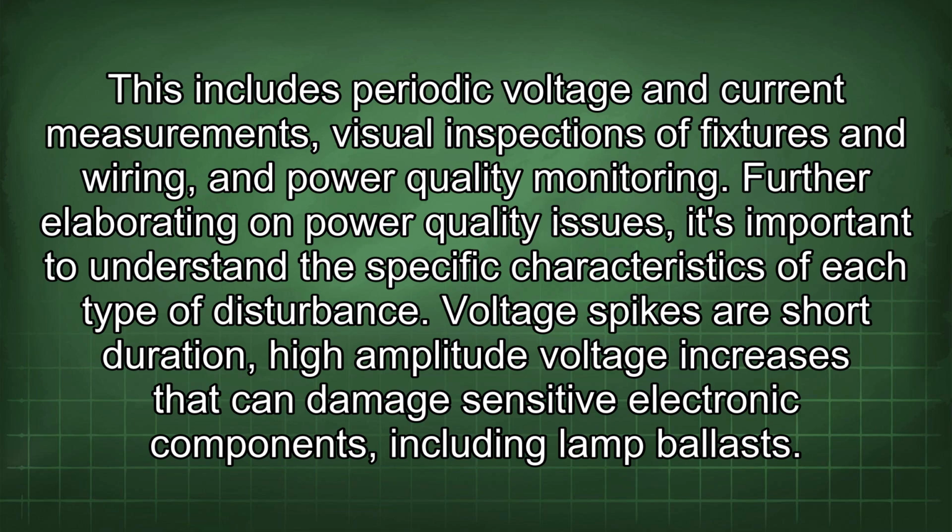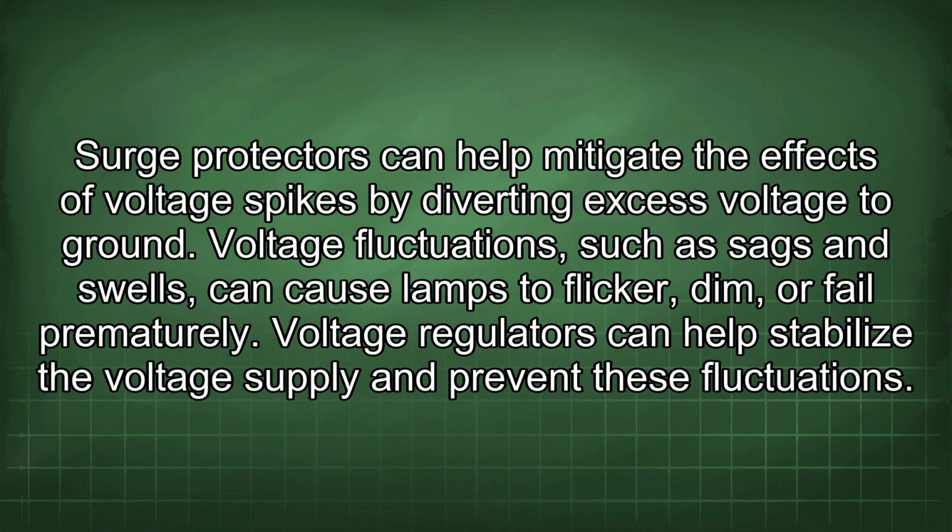Further elaborating on power quality issues, it's important to understand the specific characteristics of each type of disturbance. Voltage spikes are short duration, high amplitude voltage increases that can damage sensitive electronic components, including lamp ballasts. Surge protectors can help mitigate the effects of voltage spikes by diverting excess voltage to ground.